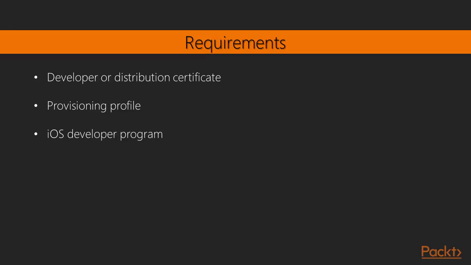Basically, we need a developer or a distribution certificate for signing our app. When the app is in development status and we want to deploy it on devices that are going to test the app, we need a collection of digital entities that uniquely ties developers and devices to an authorized iPhone development team. These are the provisioning profiles. Don't forget that this process can be done if you're enrolled in the iOS developer program.